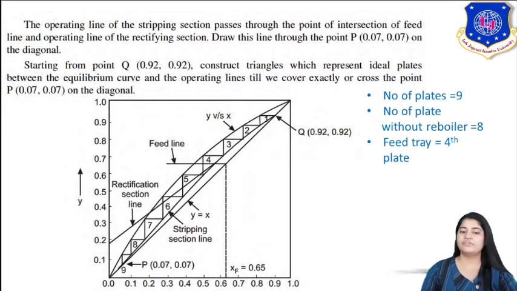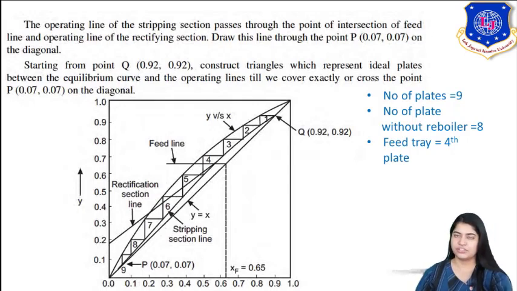Okay, so that way you are plotting, you are constructing your triangles. Hence, what is the number of triangles, the plates, which you get? That is 9 triangles. Your last stage is your reboiler. If you are neglecting it, then the number of theoretical plates in your column is 8.